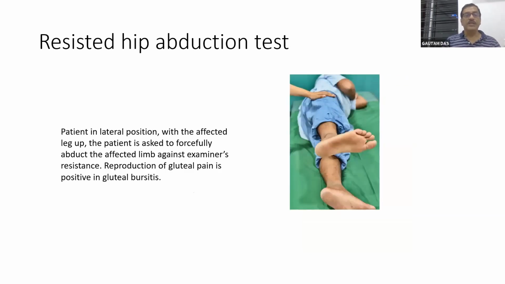Then is your resisted hip abduction test. That means you are asking the patient to abduct in the lateral position and you are putting resistance there. So in here, the gluteus muscles, if you can remember, the gluteus medius and the other gluteus muscles are important hip abductors apart from your tensor fasciae latae. So these gluteus muscles, where they are attached, the gluteus medius and minimus, are more important. They are attached in the ischial tuberosity.